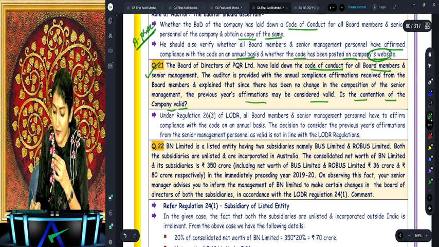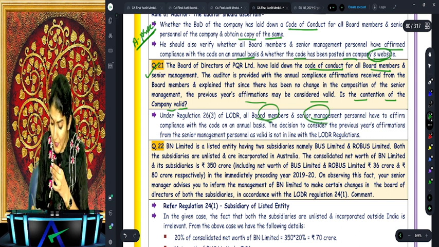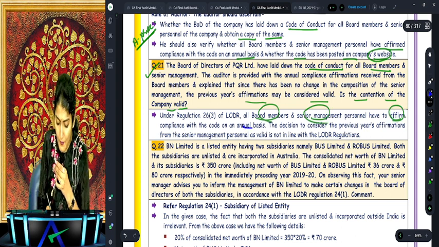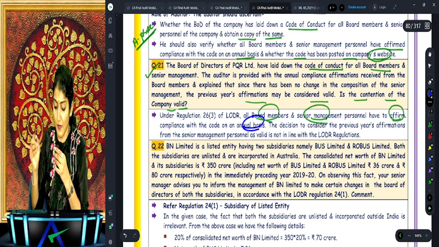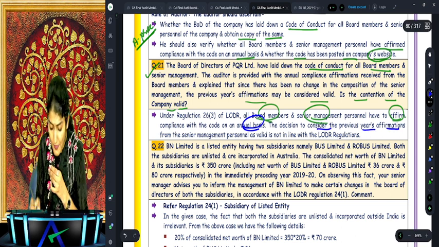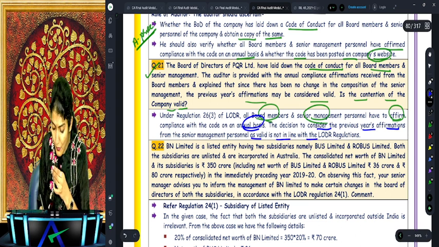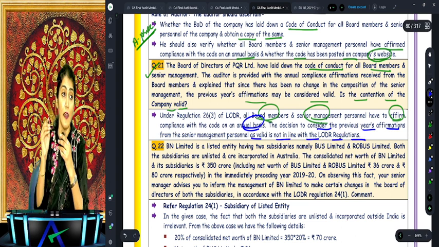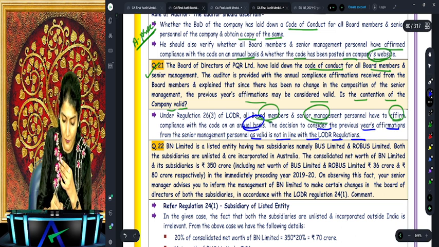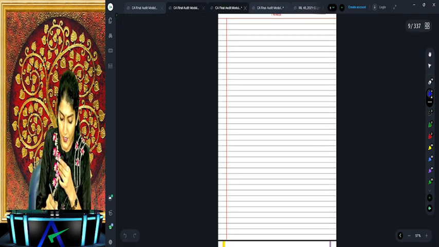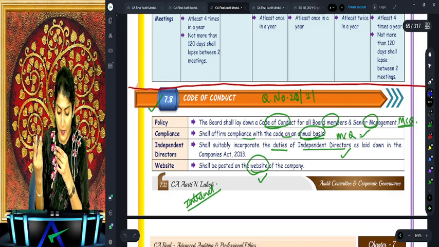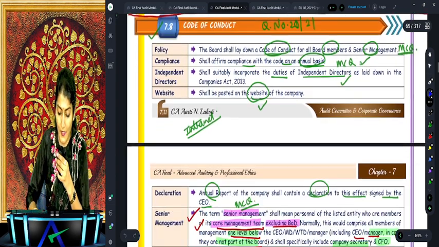No. What does it say? All board members and senior management have to affirm compliance with the code on an annual basis. The decision to consider the previous year affirmation from the senior management personnel as valid is not in line with the LODR regulations, right? It is not in line with the LODR regulations. Are you able to follow this, everyone? Right, so that is question number 20 and 21.